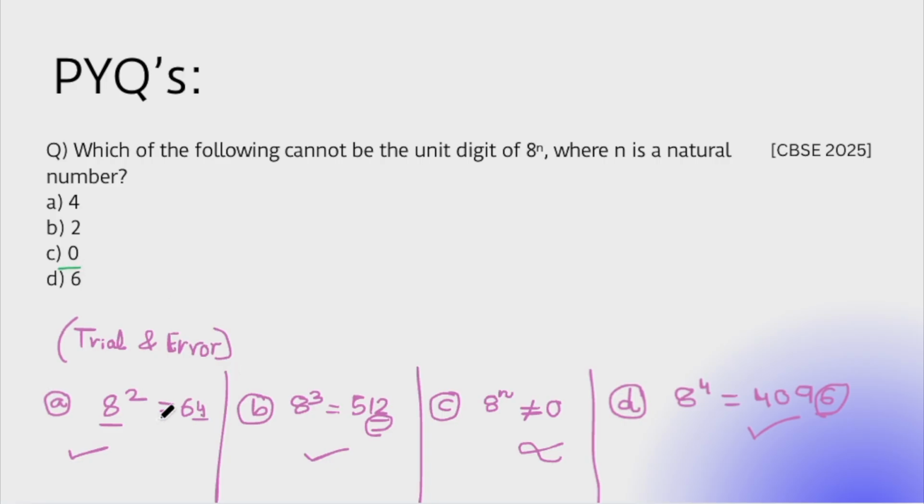Starting with 8 square, which gives 64, and the units place 4 is satisfied. 8 cube, option B, it gives the answer as 512, and 2 is the unit place, so this is also satisfied. C, 8 to the power of n would not be equal to 0 because any natural number as a power of n cannot give you 0 in the units place. So the correct answer would be C. And just to verify, option number D, 8 to the power of 4, it will be 4096, and 6 is also correct. So it will satisfy the answer.